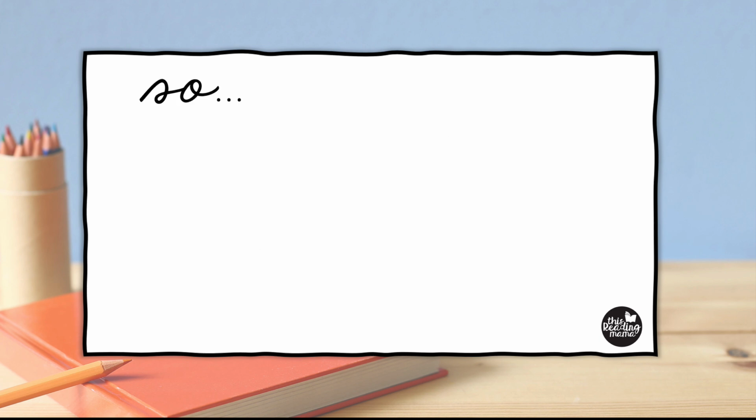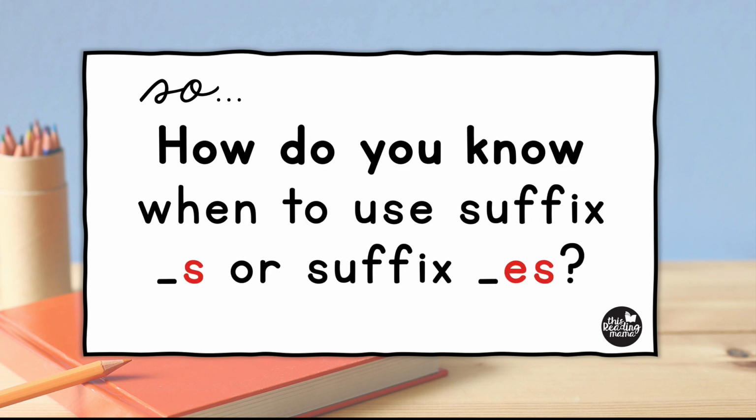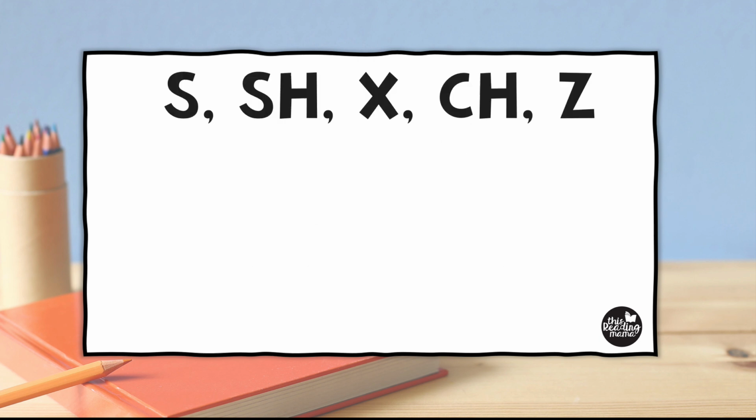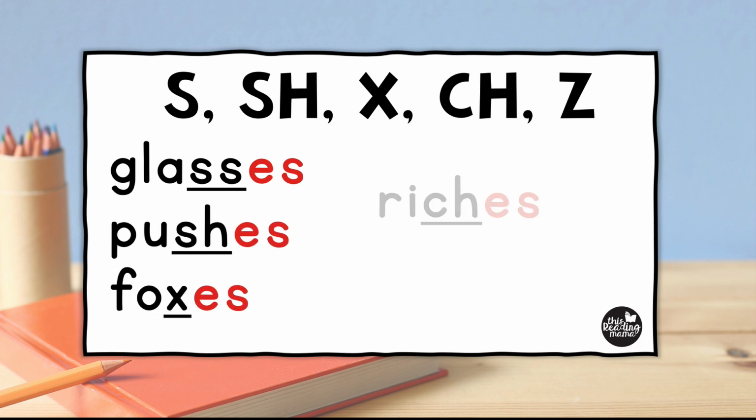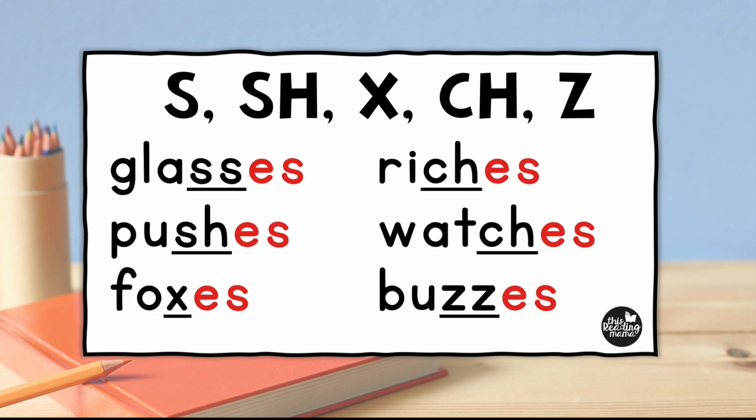So learners might still get a little confused and wonder, well, then how do I know when to use suffix S or suffix ES? And that's another great question. Typically, if a word ends in a sound that's similar to S, it's going to have suffix ES added. This includes words that end in S, SH, X, CH, and Z. Now, if you listen to the words here, you will hear that the suffix ES adds that extra syllable to each word, and it makes them easier to say and easier to understand. So we have glasses, pushes, foxes, riches, watches, and buzzes.